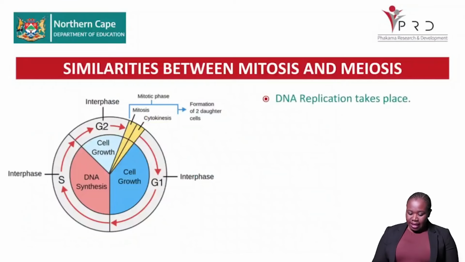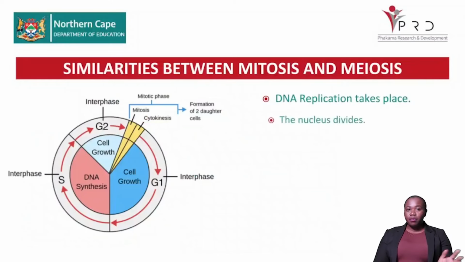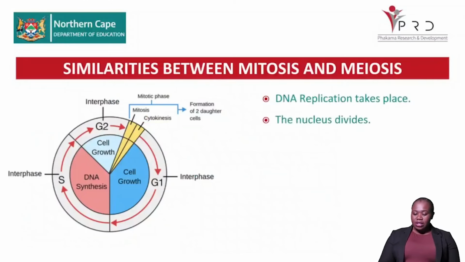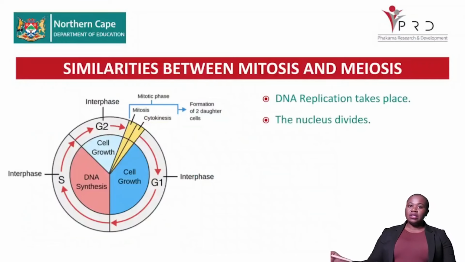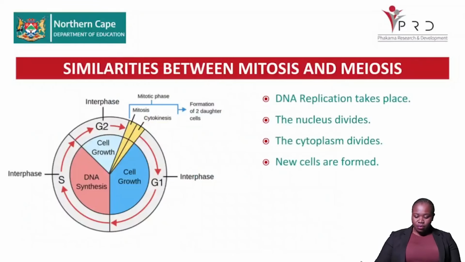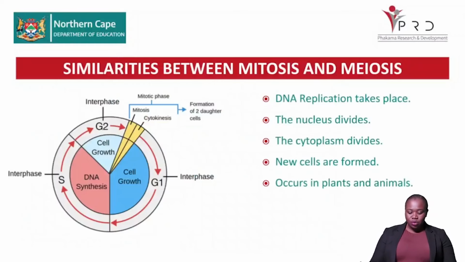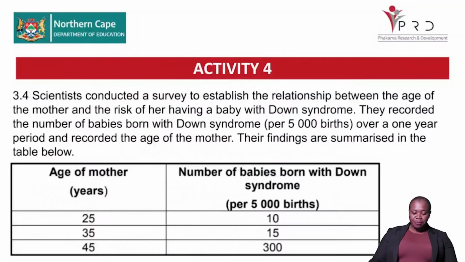And then the similarities, we have a DNA replication, which takes place during interphase for both mitosis and meiosis. And then the nucleus divides at telophase, whereby we are going to see the 2 new cells being formed at the end of mitosis and at the end of meiosis 1. And then also each cell will experience the same at the end of meiosis 2. The cytoplasm also divides during both phases, and this leads to the formation of new cells, which can also occur in both plants and animals.